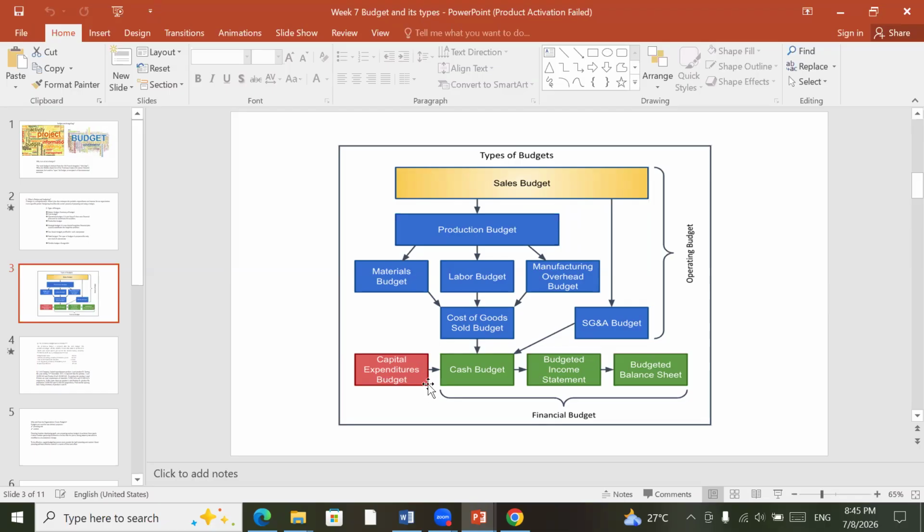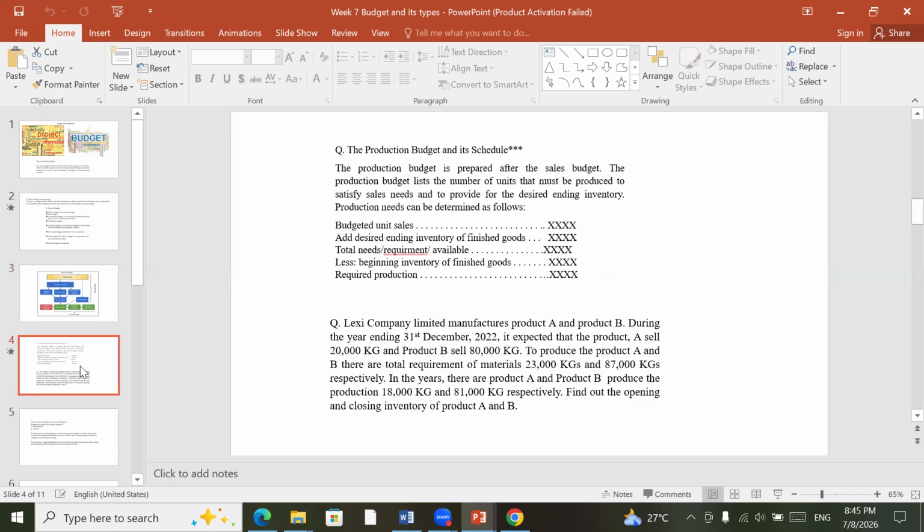Then capital expenditure budget, cash budget, and budget income statement, budget balance sheet. This is a collaboration or activities budget on the basis of the sales. Okay, production budget, and there are some rules or techniques I try to highlight here, how we prepare or schedule a production budget.